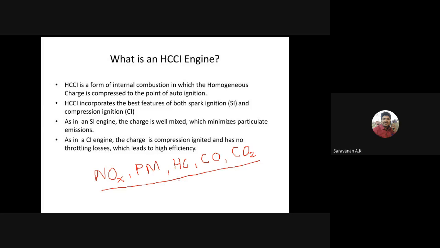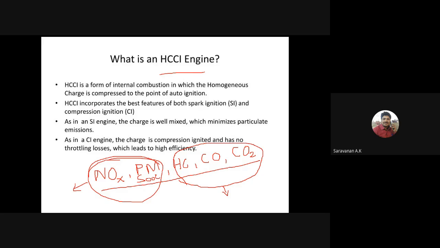Here you can see these three, hydrocarbon, carbon monoxide, and carbon dioxide, are easily controllable. But the NOx and the particulate matter, the soot, are not controllable ones. So we have to reduce these two.